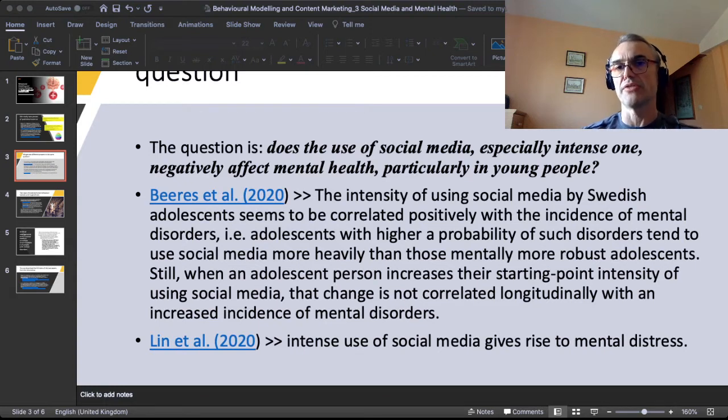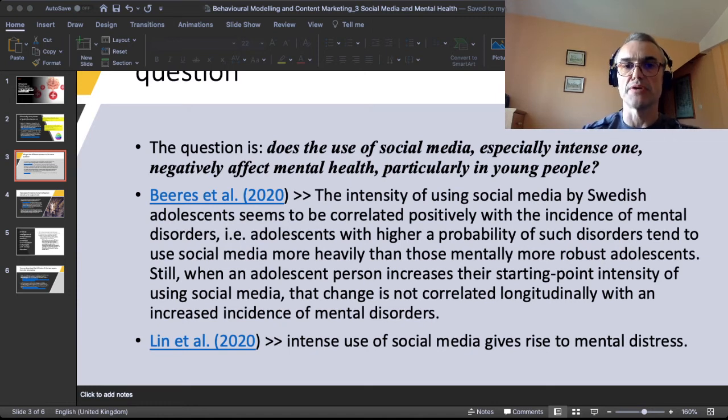In other words, in that sample that they studied in Sweden, adolescents with a greater propensity or proclivity to have mental disorders are on average spending more time on social media than their counterparts who are, let's say, more robust mentally. Still, starting from that baseline and over that two-year window of observation that they applied in this case, there is no correlation. I mean, when somebody increases the time spent per day on social media, broadly speaking, including all kinds of blogs, it doesn't increase their proclivity to mental disorders.